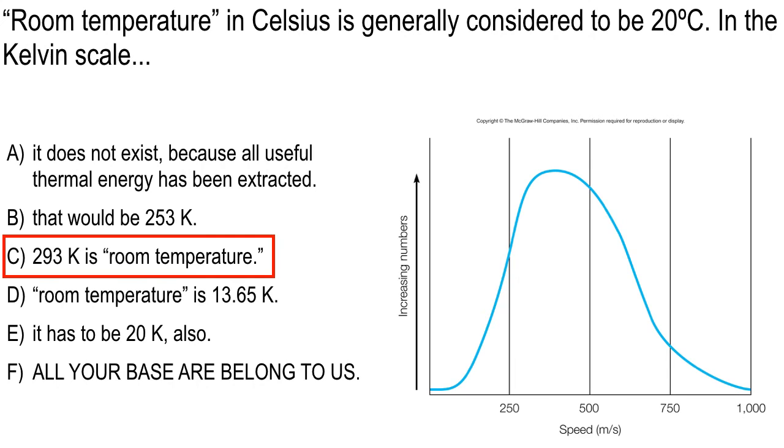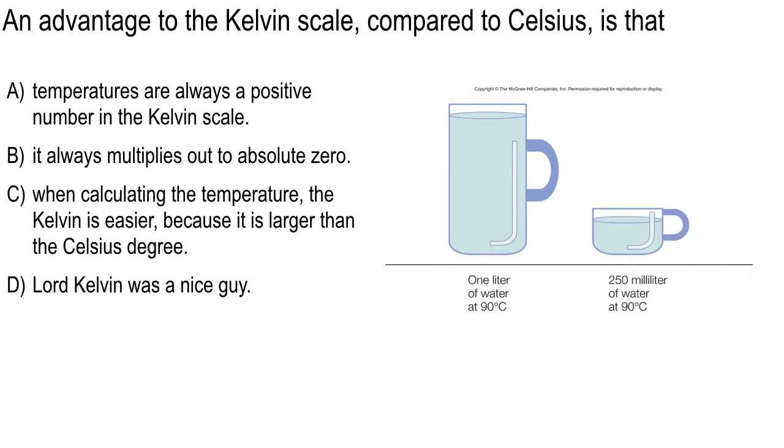So let's take a look at another question. Now, this one I want you to think about. Question number 4. An advantage to the Kelvin scale compared to Celsius. Now, I'm going to be marking this one carefully. Think about it. Read carefully. Fifteen seconds. 10, 9, 8, 7, 6, 5, 4, 3, 2, 1. Yeah, most of you guys got that right.